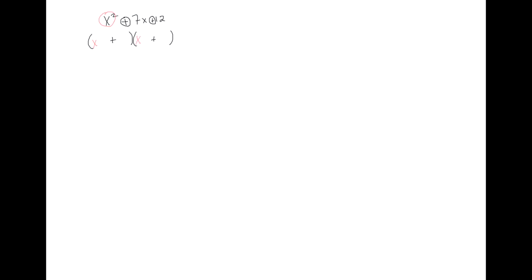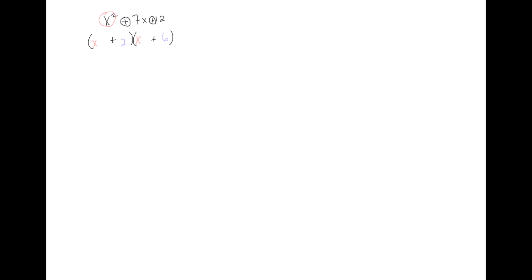The second term is 12, so I'm looking for something that multiplies together to give me 12, but adds up to give me 7. What do you have? What do you think? 2 times 6. Okay, 2 and 6. So we're going to check to see that all the parts work.